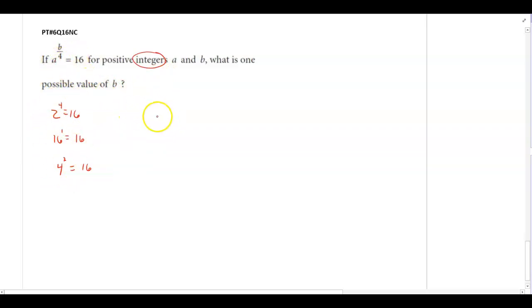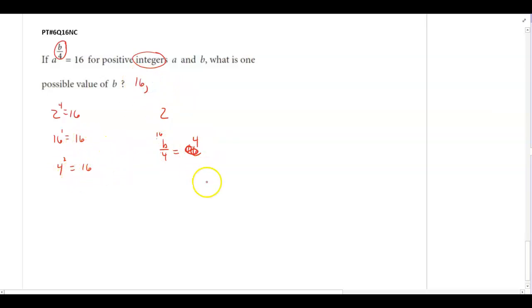So if I rewrite a as 2, what do I need b over 4 to equal? I need b over 4 to equal 4. So what would b have to be to give me 4? Well, b would have to be 16 because 16 divided by 4 is 4. So that would be one answer choice you can have.